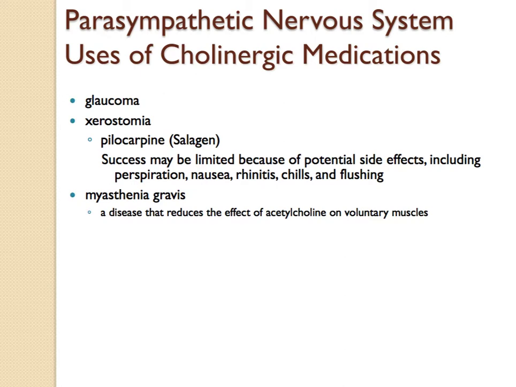Sometimes these agents are used to diagnose and treat myasthenia gravis. That's a chronic disorder that causes muscle weakness. It's an autoimmune disease where antibodies bind to the cholinergic sites and prevent acetylcholine from triggering muscle contractions.